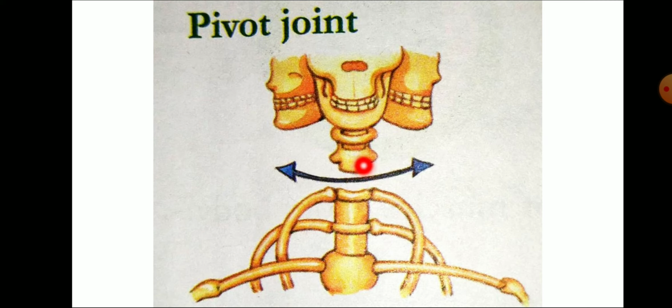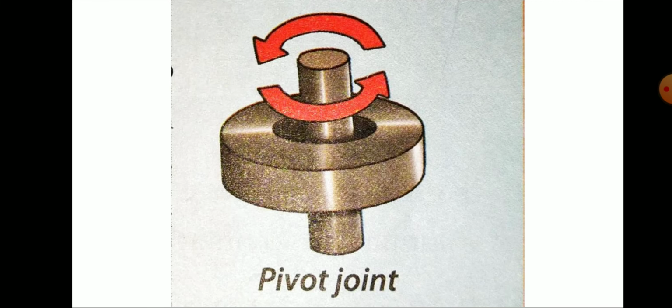So now we have come across different types of joints. Children, try to recollect all this. Ball and socket joint, hinge joint, gliding joint and pivot joint. These four types of joints we have come across. The figures are also given here nicely. You have to see that.